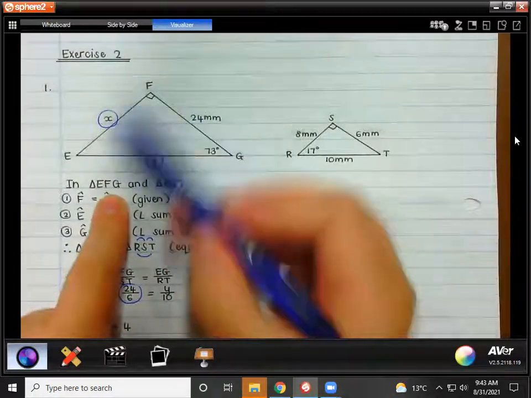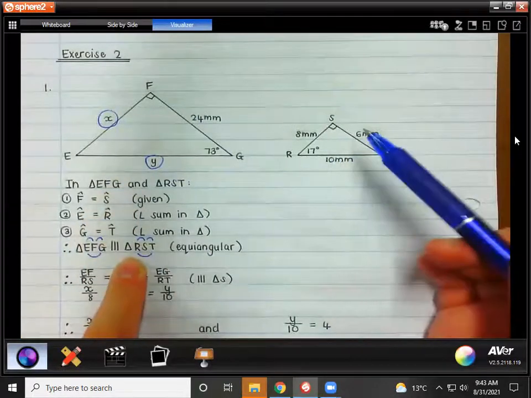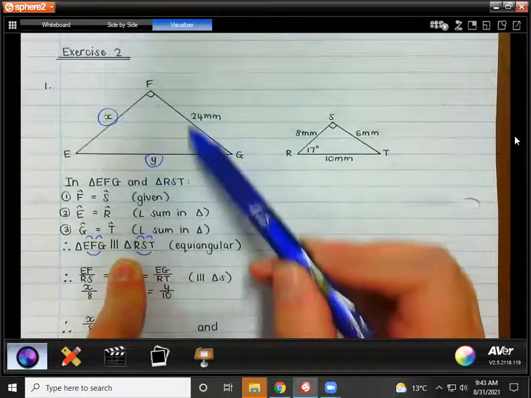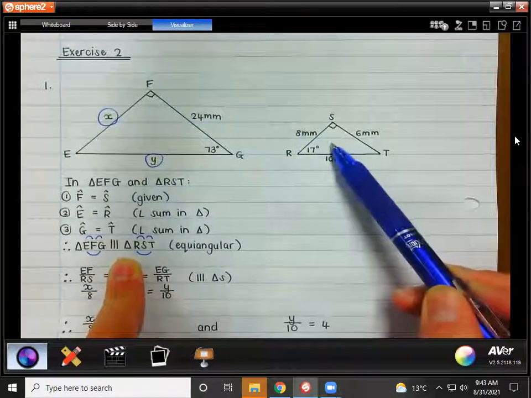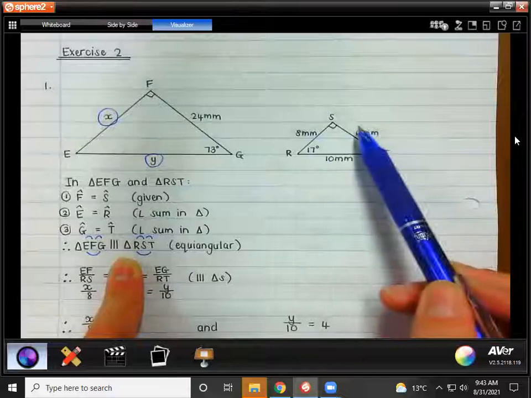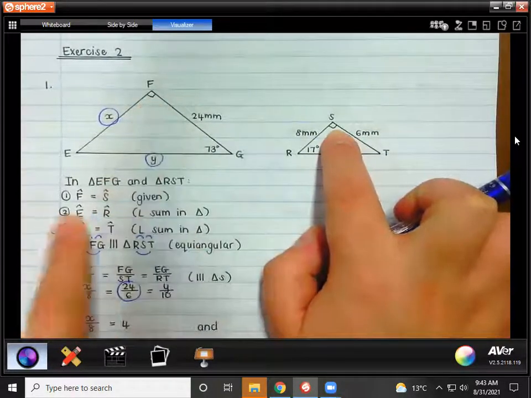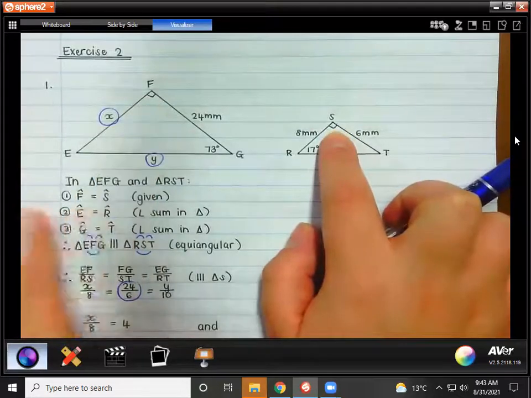Okay, so proving that they're similar, you should all be able to do unless you haven't been practicing, in which case that's your problem. All right, so in triangle EFG and triangle RST, those are the two triangles. Now guys, we do have that both of them have a 90-degree angle in. Okay, so that's easy. Angle F is equal to G, that's given.